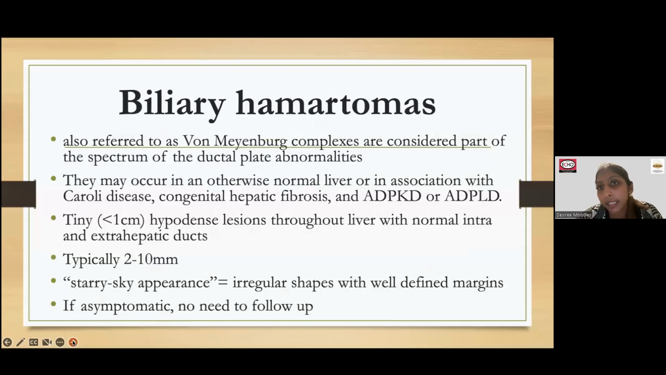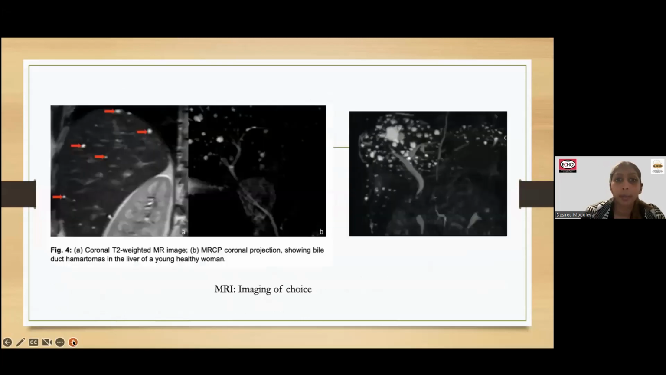If asymptomatic, there's no need to follow them up. So this is just an MRI showing you these cysts, and then on the right, the kind of starry sky appearance.